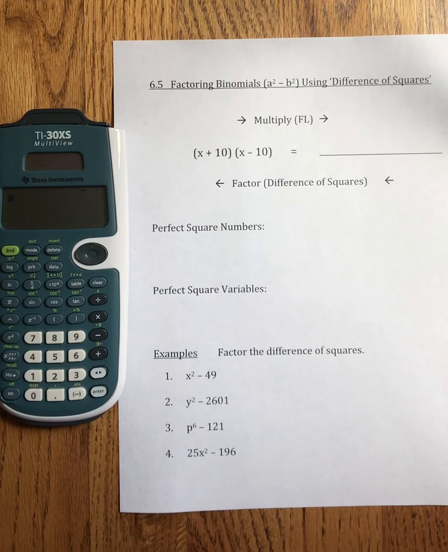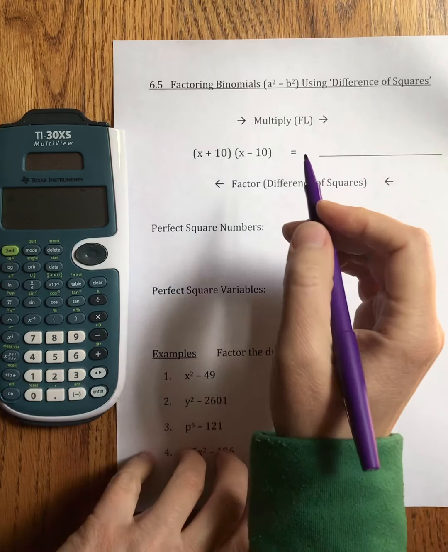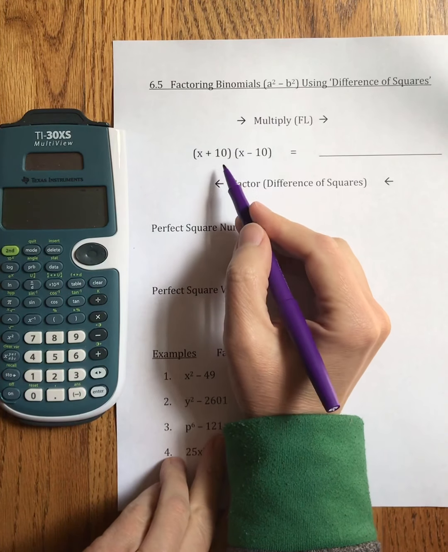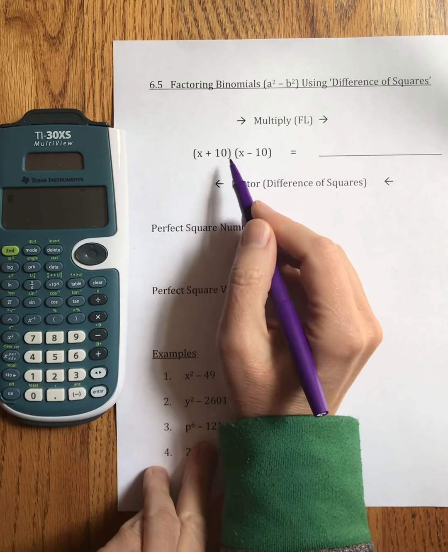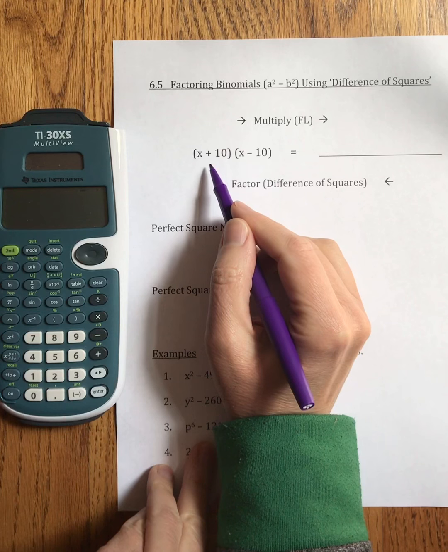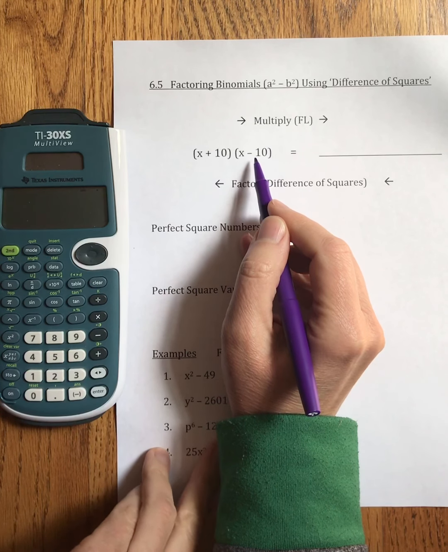In 6.5, we're going to look at our fourth kind of factoring. We can sometimes use a type of factoring called difference of squares on our binomials. This has to do with problems we did back in chapter 5 when we were multiplying two binomials that were almost exactly the same. The only difference is one had a plus and one had a minus.